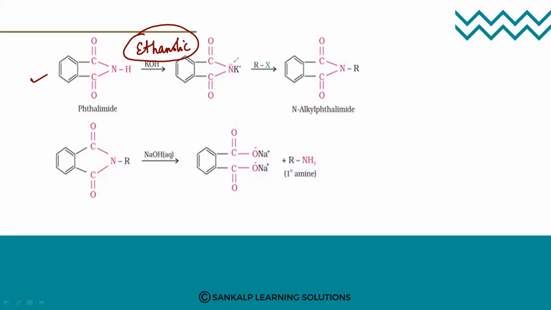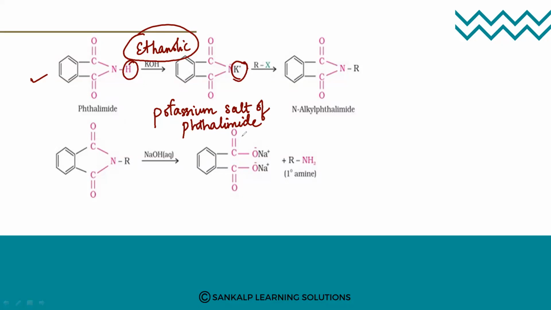We are going to get a potassium salt of phthalimide. What is happening? This hydrogen atom is replaced by potassium when treated with ethanolic KOH. So we get the potassium salt of phthalimide.